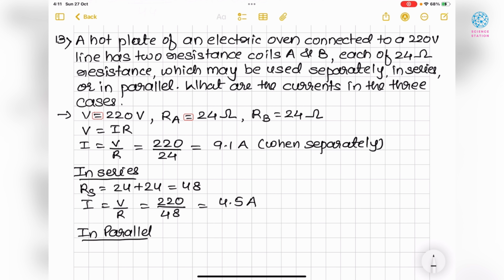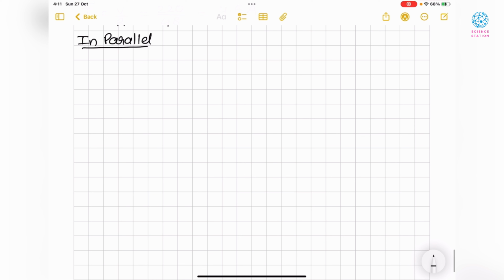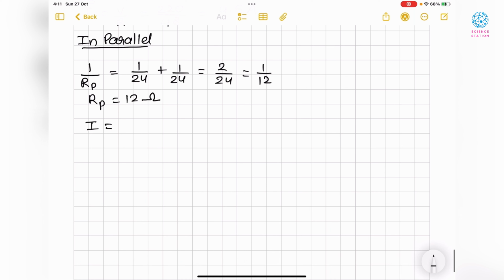And when in parallel, again here 1 upon R_P will be equal to 1 upon 24 plus 1 upon 24. So that will be 2 by 24. So that will be equal to 1 by 12. So R_P will be equal to 12 ohms. So I will be equal to V upon R. So that will be 220 upon 12. So that will be 18.33 ampere.